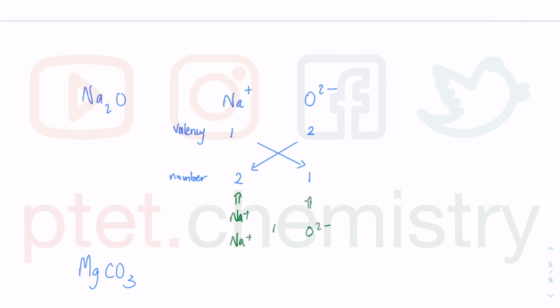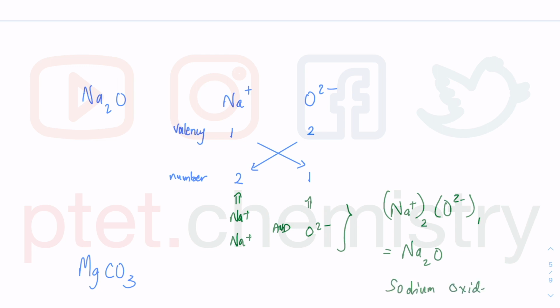So this and this is going to combine. How are they going to combine? 1 of Na plus, 2 of the Na plus, because 1 and 2, and then 1 of the O2 minus. Then the formula of this is called sodium oxide. Oxide because this ion, the name is called oxide ion. This thing is called sodium ion. When you combine them together, you just call it sodium oxide.